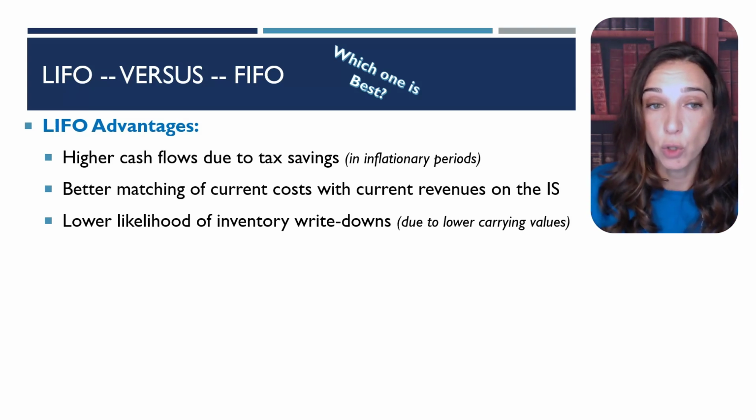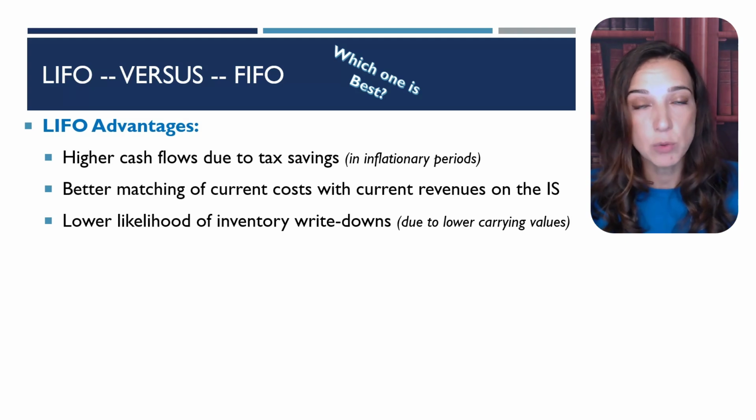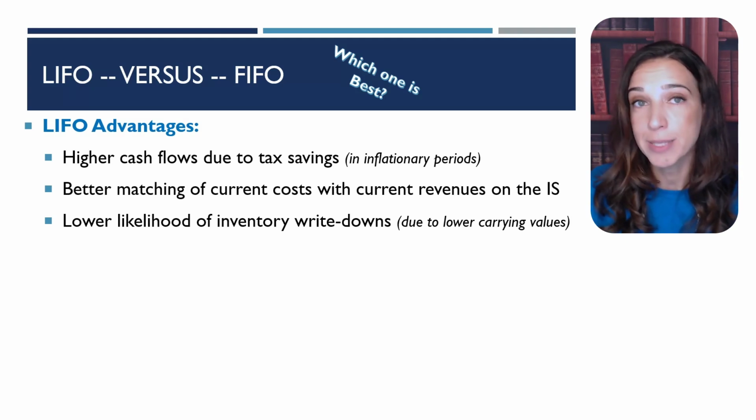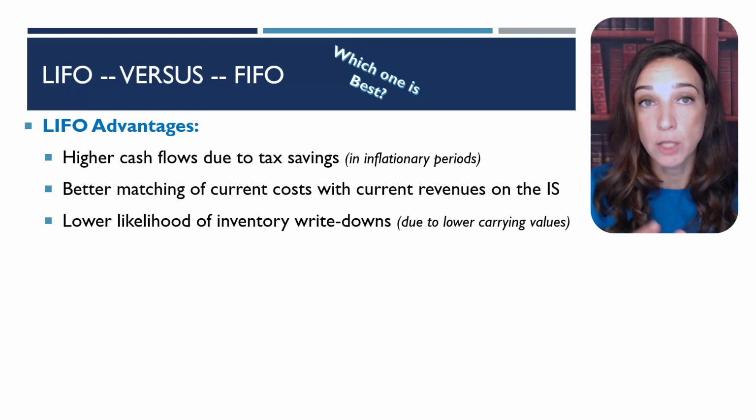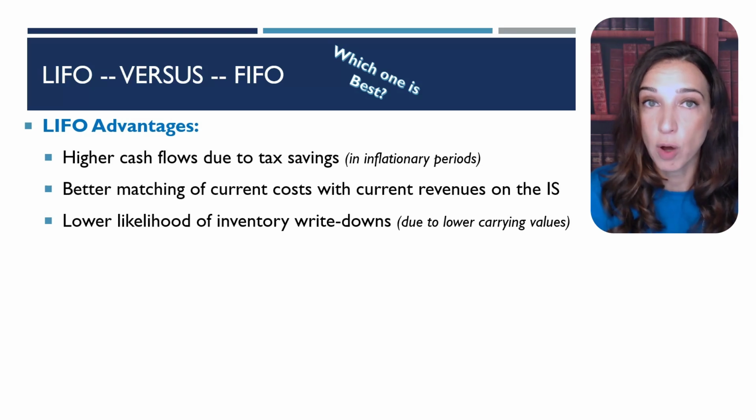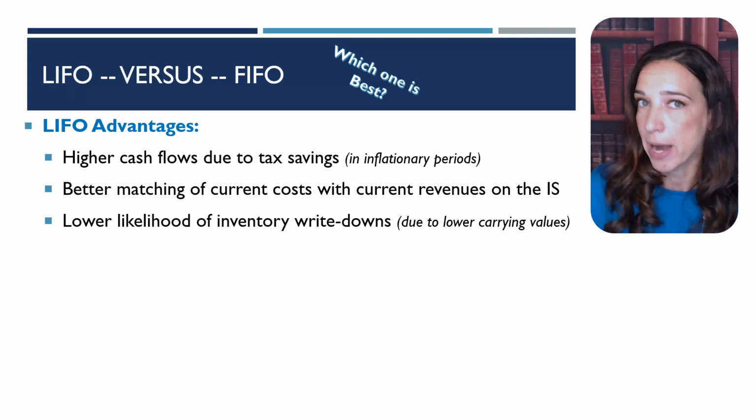There is also lower likelihood of inventory write-downs. I will talk about inventory impairments in one of the future videos. Under LIFO, you have lower carrying value of the asset inventory on the balance sheet, and that just means there's going to be less probability of needing to do an impairment.